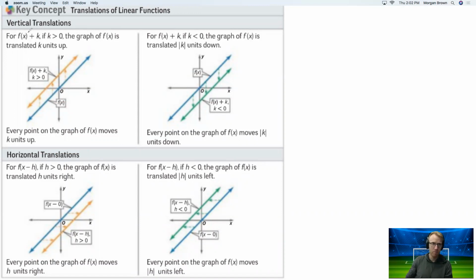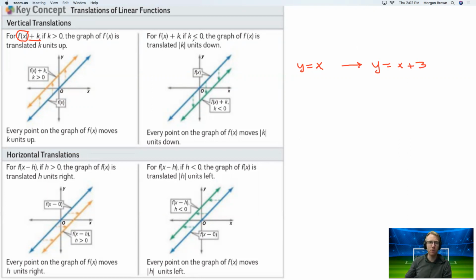So if you have any function, f of x, and you just simply add a number to the end of it, that's going to take the graph and just move it upward. So let me give you an example. Say you just have y equals x, and then you change that into y equals x plus 3. It's going to have the same graph, just literally moved up 3. So instead of starting at 0, 0, it's going to start up at 0, 3.